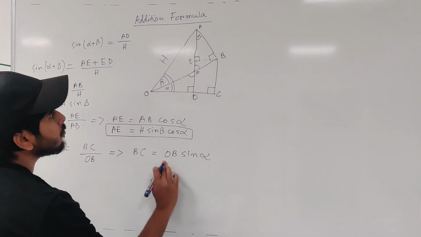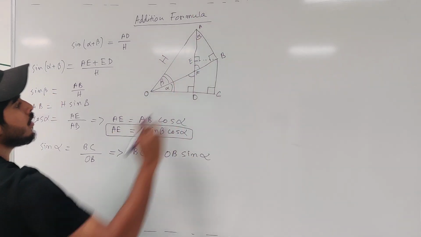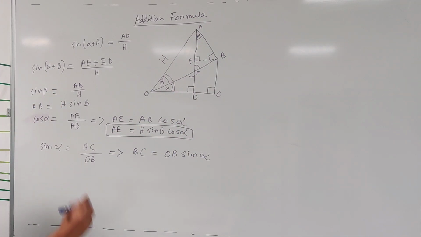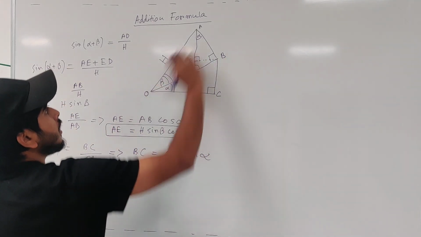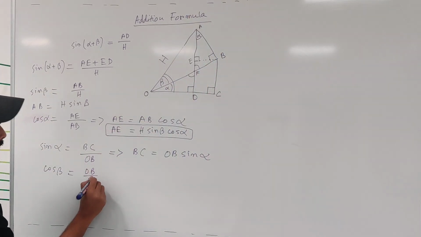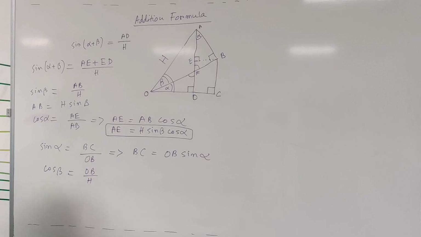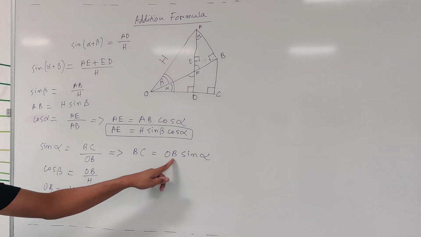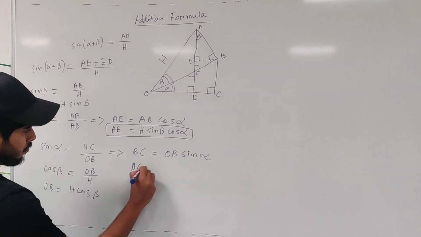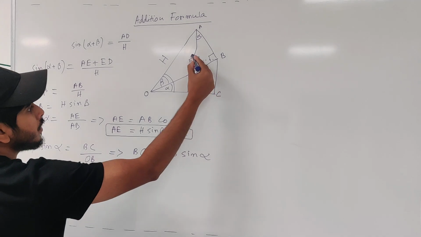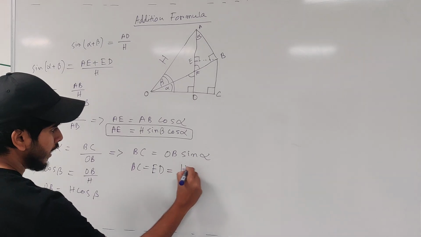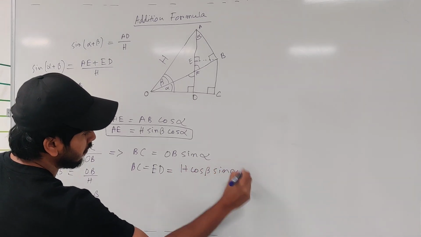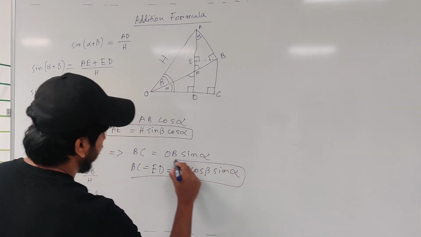Now we have to replace OB. For that, we have to go to this triangle, the top triangle, OAB. So using that, if we consider cos beta, that is going to be OB over H, base over hypotenuse, or OB equals H cos beta. Now we are going to replace OB here with this H cos beta. So BC, which is equal to ED, equals OB sin alpha. OB is this. So H cos beta sin alpha. We have got the other candidate.